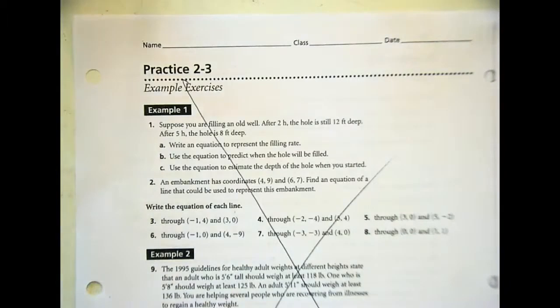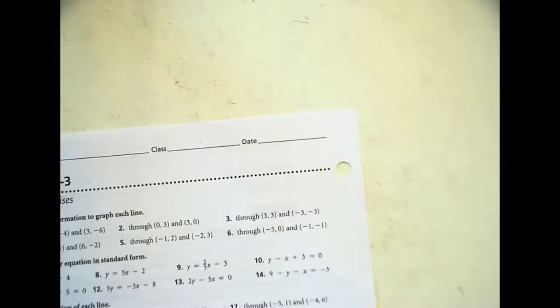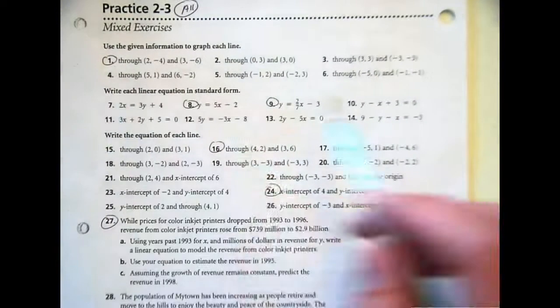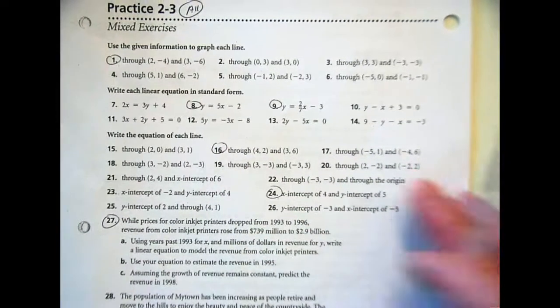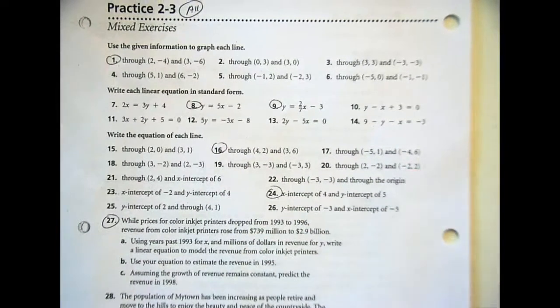So turn it over to the mixed side, and on the mixed side, we're going to work through a couple problems together as a class. Your assignment is the mixed side all, so you're going to be working through problems that we're going to do as a class. Those that are circled, 1, 8, 9, 16, 24, and 27, we're going to at least touch on each of those. We may not complete the whole thing, but just to make sure we understand what's expected.